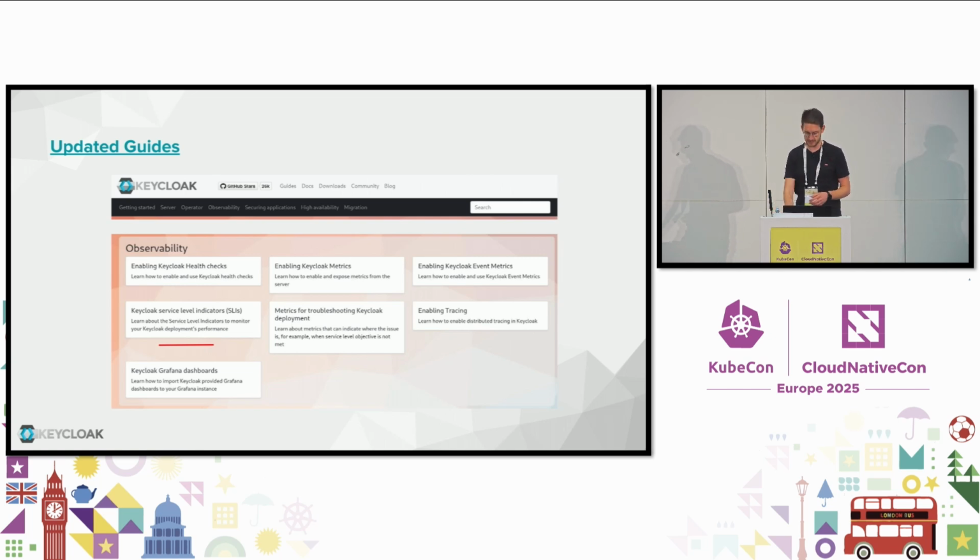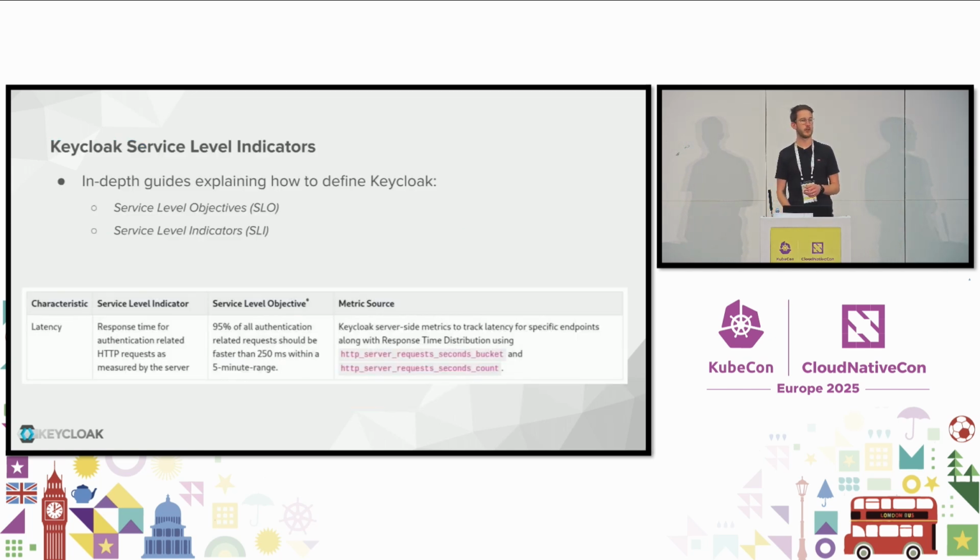Keycloak service level indicators. In this guide, we go through the concept of service level objectives and service level indicators. The take home, if you're not familiar with these concepts, is the SLO, the objective, is basically your target, and the service level indicators are the measurements you can use to make sure you're meeting that objective and reaching that target. So in this guide, we explain these concepts in a lot more detail than I just did, and we provide some example service level objectives that you might want to have with your Keycloak deployments. So I've just picked one here.